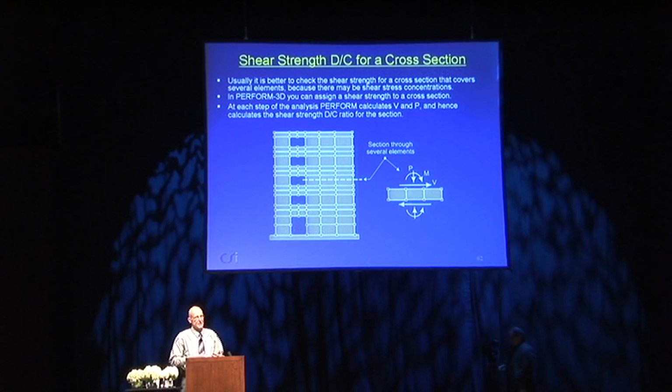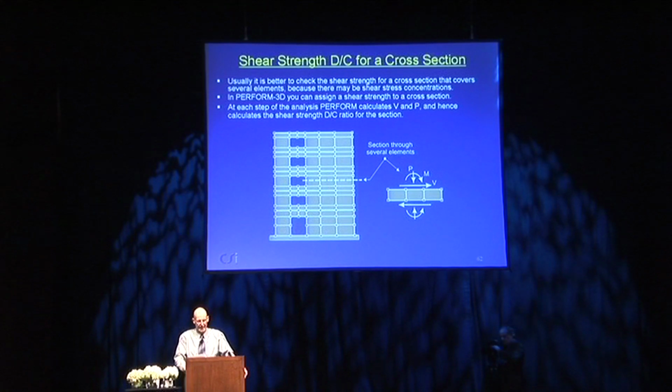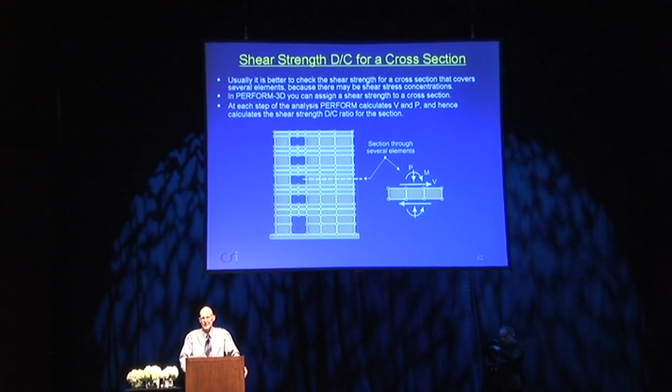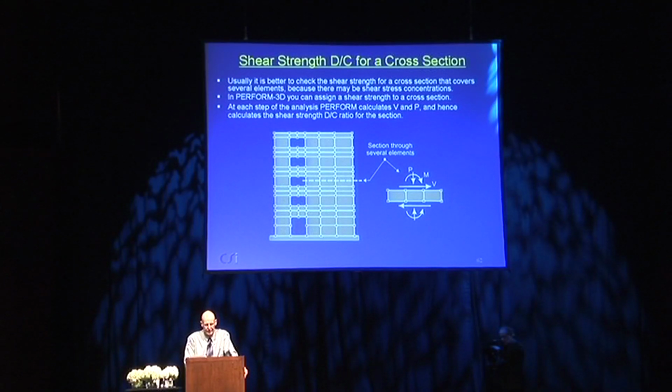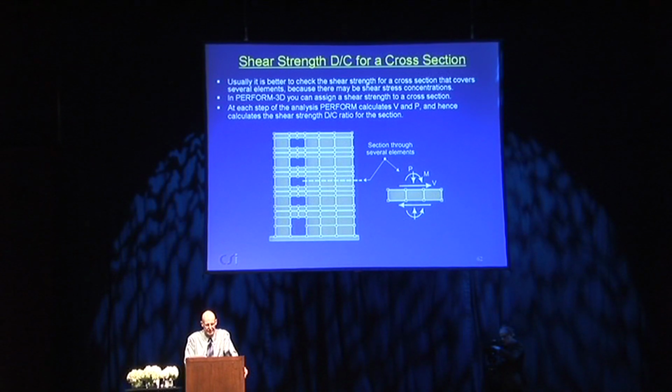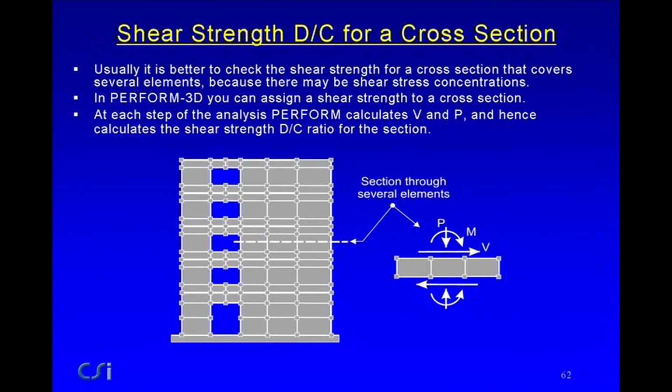And then during the analysis, Perform will calculate the axial force and the shear force on that cross-section, and will do the strength calculation. And again, let me emphasize, we're talking here about the assumption that it remains essentially elastic in shear, so this is a strength check. And generally speaking, it's a better idea to check the shear strength on a cross-section than it is to check it on individual elements.